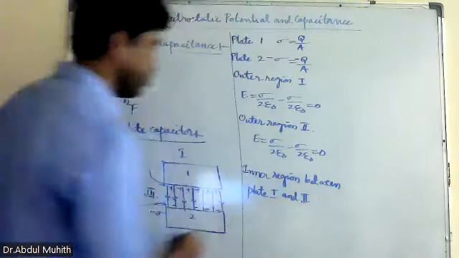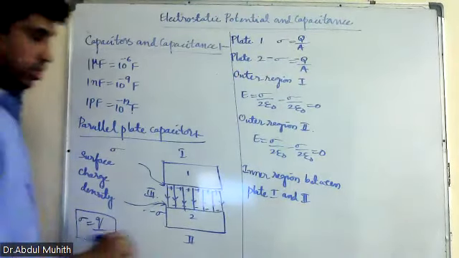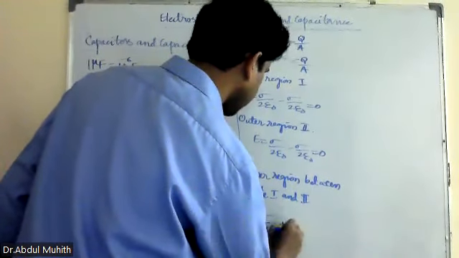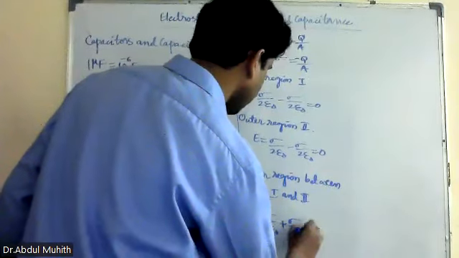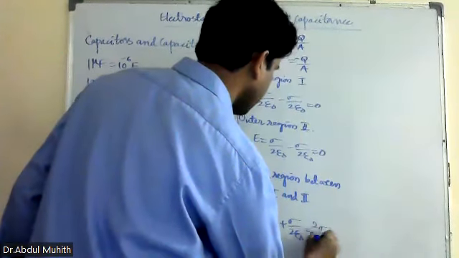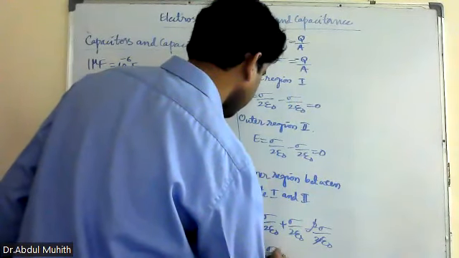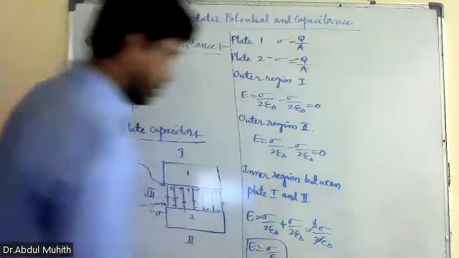Plates 1 and 2. So what happens here? E is equal to sigma by 2 epsilon 0 plus sigma by 2 epsilon 0. That will become 2 sigma by 2 epsilon 0. So this and this will go away. E is equal to sigma by epsilon 0. Okay.